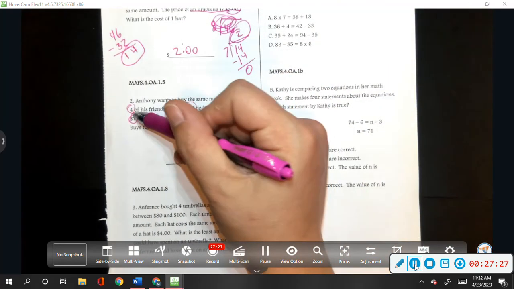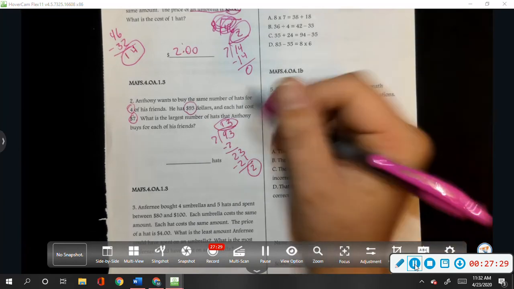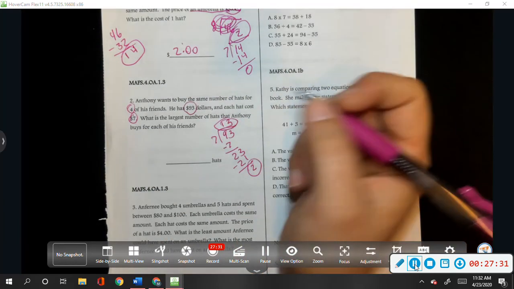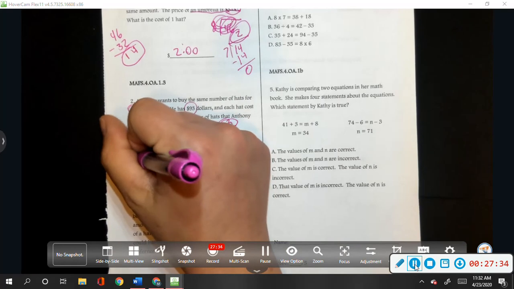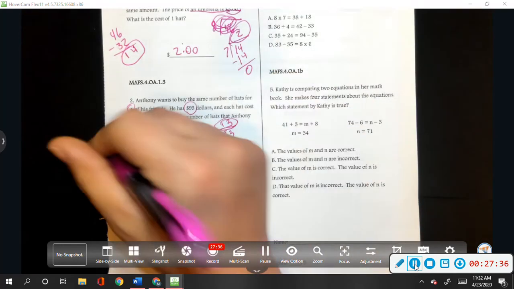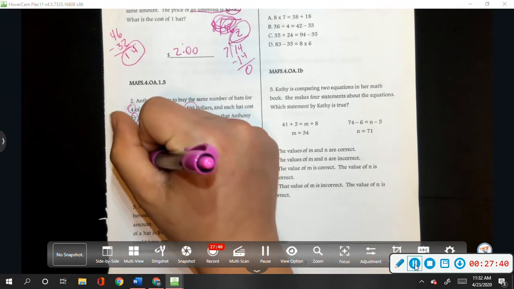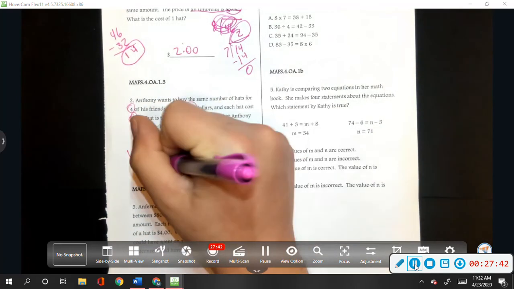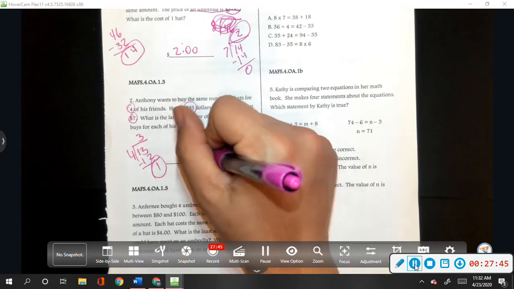Now, how many could his 4 friends get? Well, they're not each going to get 13 hats, so we're going to take the 4 friends and divide our hats up. We have 13 hats. Each friend is going to get 3 hats, and there will be 1 hat left over.